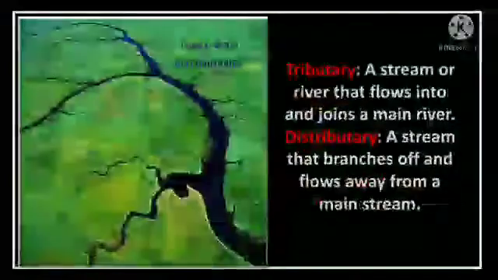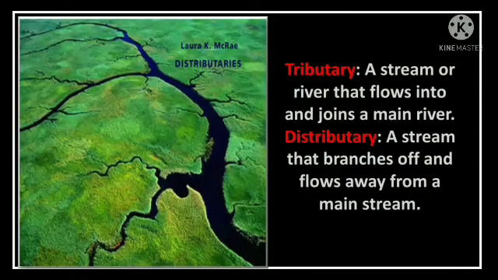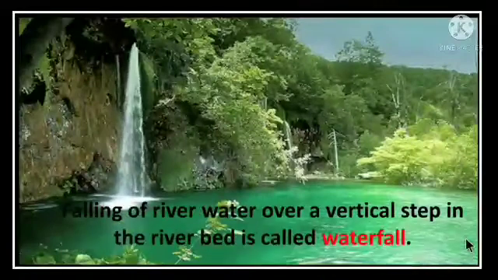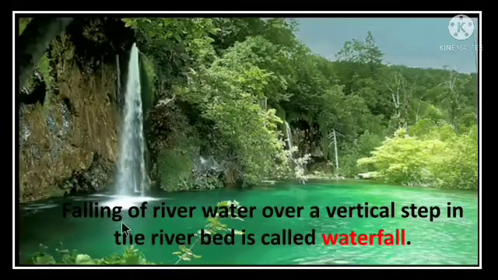Now, let's see the difference between a tributary and a distributary. A tributary is a stream or river that flows into and joins a main river. So children, this is the main stream. From that you can see the branch of the river. It is called the tributary. A distributary is a stream that branches off and flows away from a main stream. From the main river itself, there is another branch that is called a distributary. Okay students, I hope you are clear with the difference between tributary and distributary.